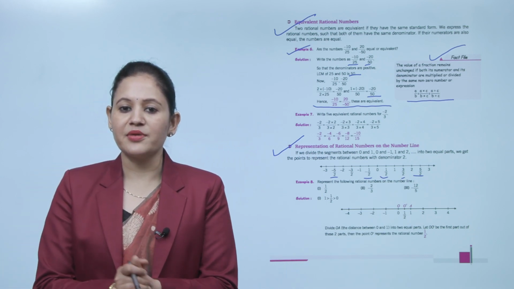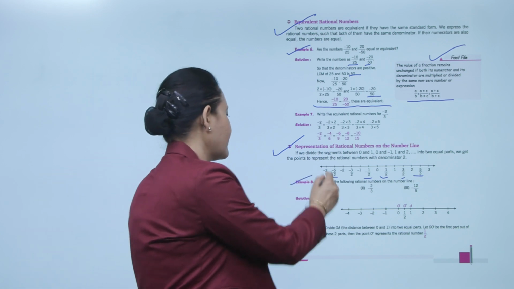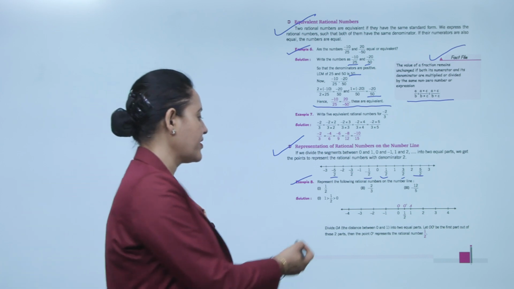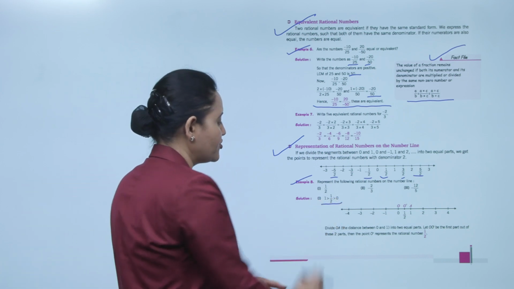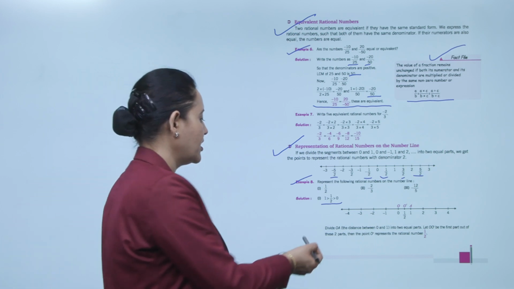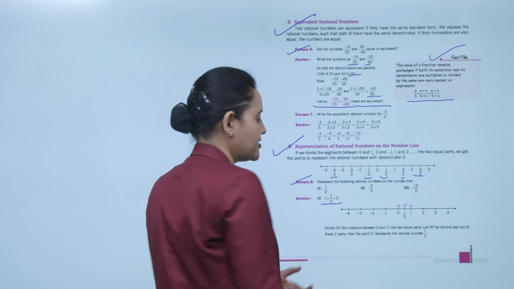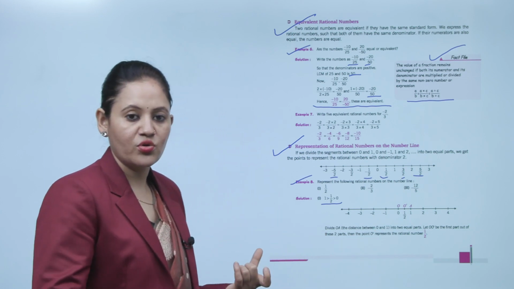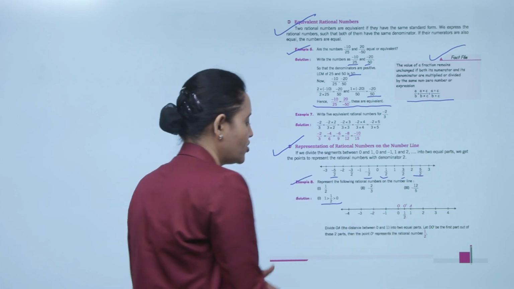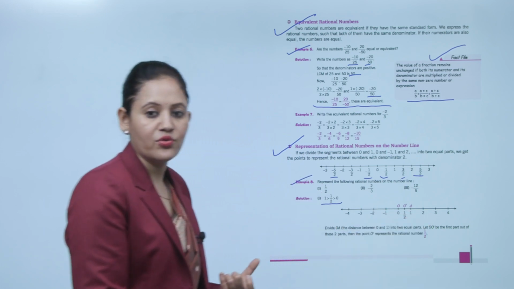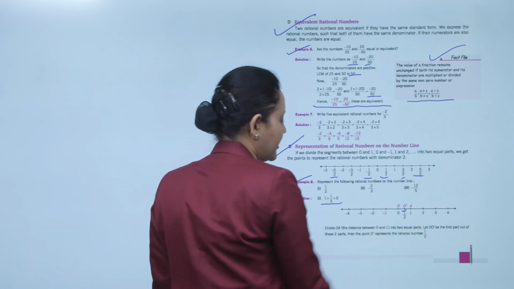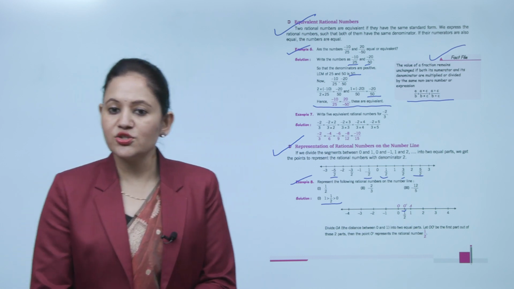Represent the following rational number on the number line. First is 1 by 2. Now, 1 by 2 is less than 1 but more than 0. So what will we do? Divide OA, the distance between 0 and 1. So where will 1 by 2 come? Between 0 and 1. The denominator is 2, so we divide it into 2 equal parts, 1 and 2. So this part will represent 1 by 2. Clear?